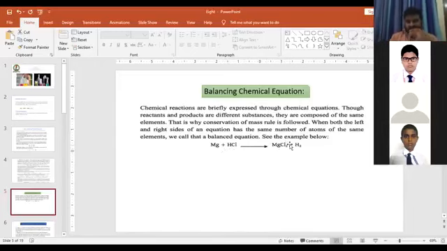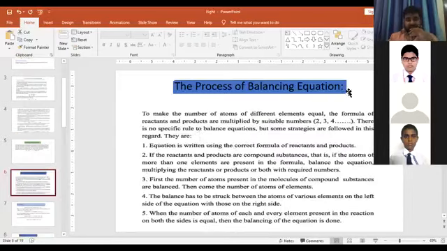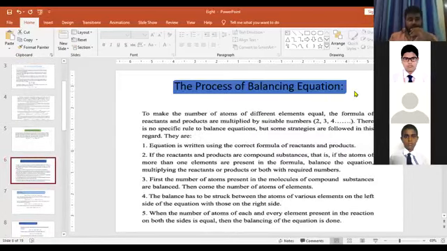Okay, this reaction is not balanced because the number of atoms on the left side is 1, 2, 3, but on the right side 1, 2, 3, 4, 5. So the reaction is not balanced. So we will try to balance the equation, but some rules will be needed. You have to know them to balance the equation.